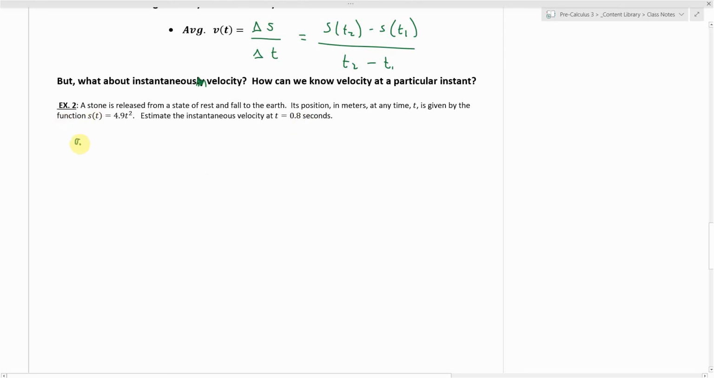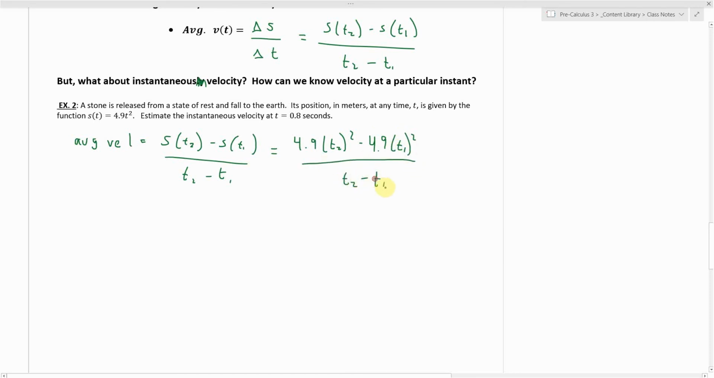So again, the idea is we do know what average velocity is. Average velocity is S of t2 minus S of t1 divided by t2 minus t1. In this case, we know that position is given by 4.9 times t squared. So we would do 4.9 times t2 squared minus 4.9 times t1 squared, all over t2 minus t1.